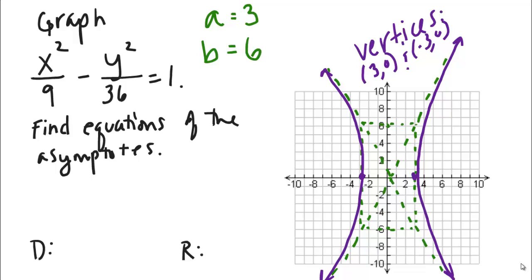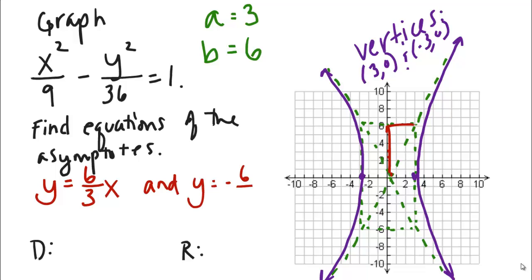It should now make sense why the slopes of our asymptotes were b over a, rise over run. The rise is always our b value, what's underneath the y. The run is our a value, what was happening underneath the x. So the equations of our asymptotes are y equals b over a x, and a similar line but with a negative slope, y equals -b over a x. Now of course 6 over 3 is just 2, so why not simplify? y equals 2x and y equals -2x.